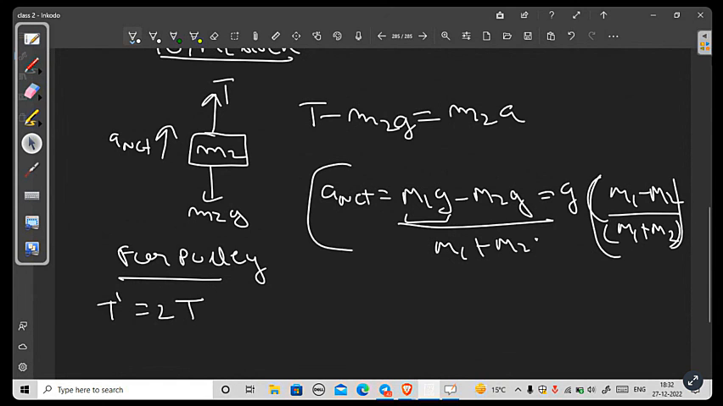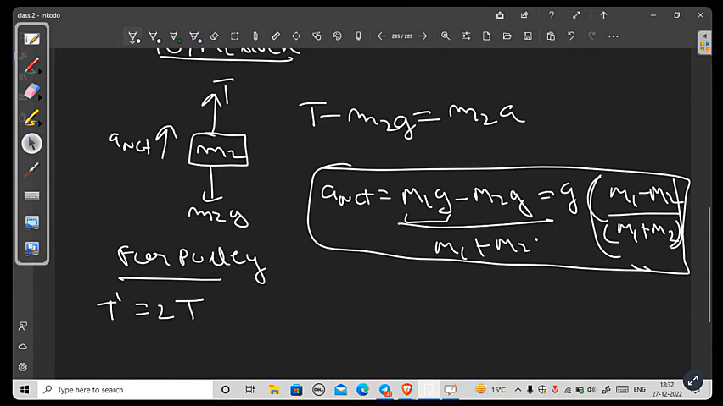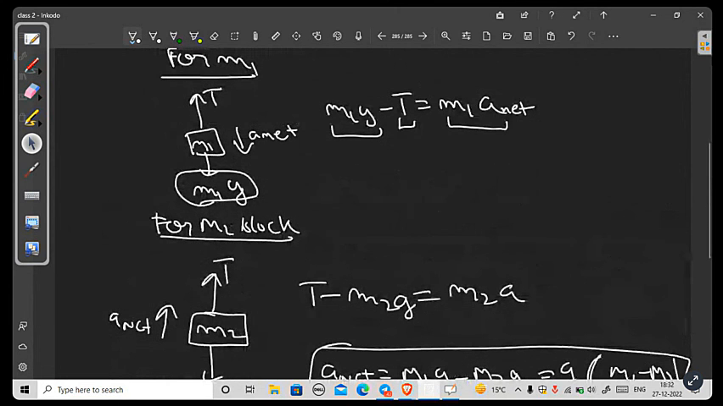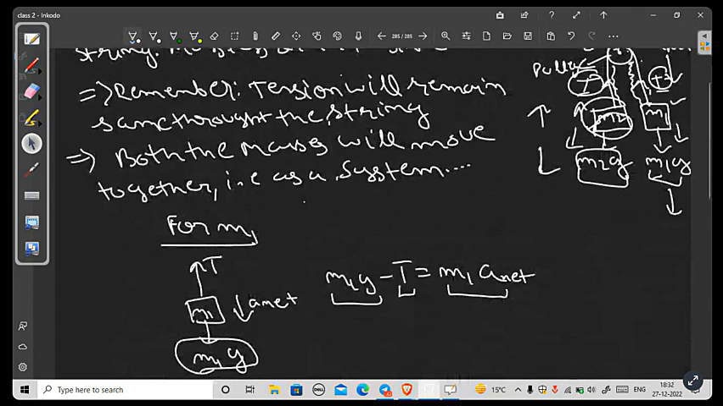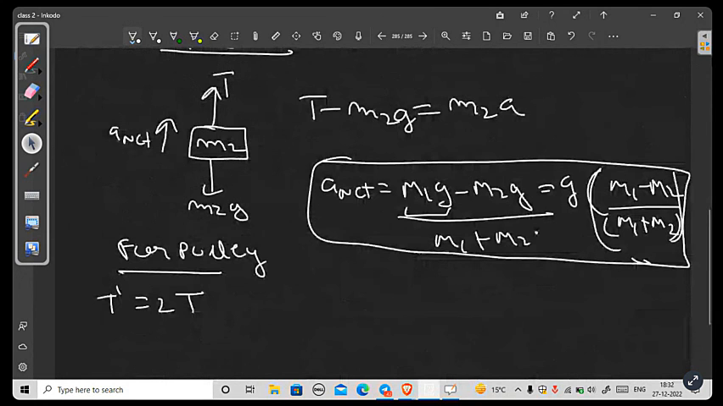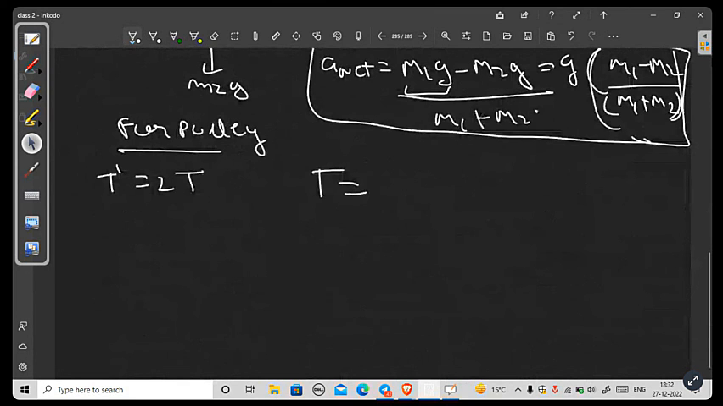This is the formula to calculate the net acceleration if you are given a question like this. The two masses are hanging from a pulley and they say calculate the net acceleration. So this is the formula: g (m1 minus m2) upon (m1 plus m2). Similarly, if they say calculate tension, the shortcut is 2 m1 m2 upon (m1 plus m2) into g.